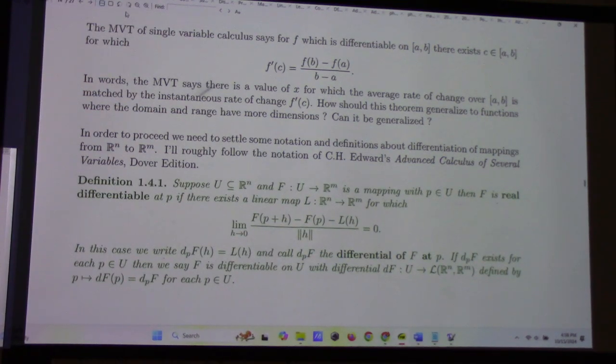This is what we mean by differentiability for a mapping from Rn to Rm, all right? So this differential is playing the role that the derivative does in calculus 1. If d_p f exists for each p in U, we say f is differentiable on U. The differential itself is actually a mapping from U to linear transformations from Rn to Rm. So it's an operator valued map, actually. That's what the derivative is in general. I should say differential. I try to say differential.